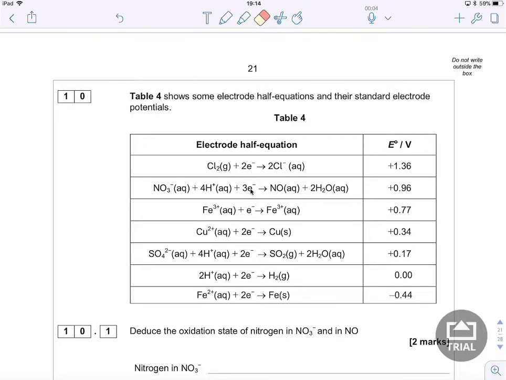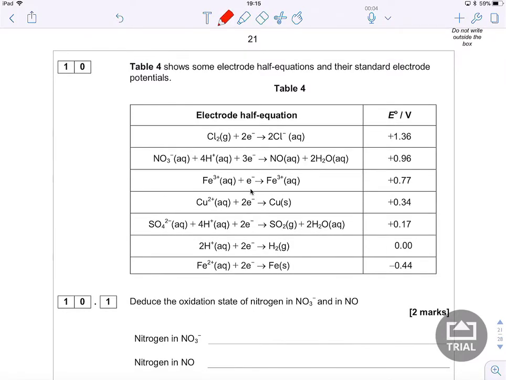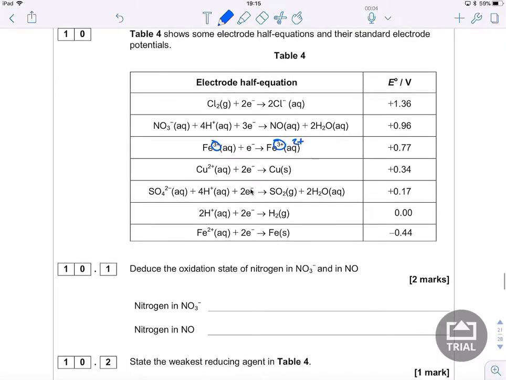Okay, question 10 is about electrochemistry, and you've got a table of data. There's actually a mistake in this table of data, which was important in the exam, so I had to miss off one of the questions. The mistake is that I've got iron 3+ going to iron 3+ there, and it should actually be going to iron 2+ there.